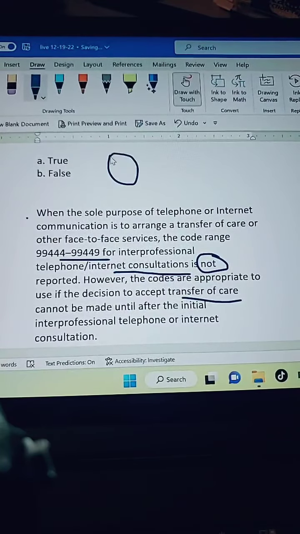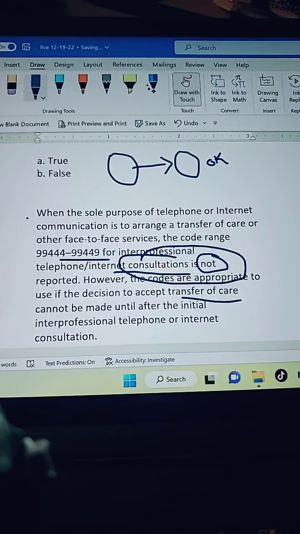One doctor calls another doctor, says, you need to take over care of this patient. This doctor says, okay. Does that get billed a consultation code?